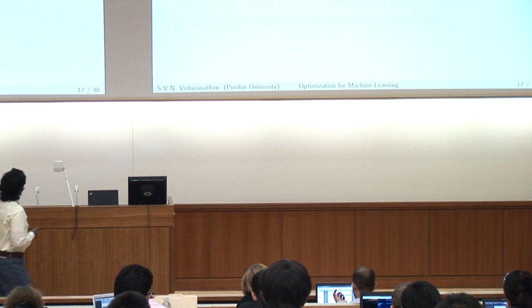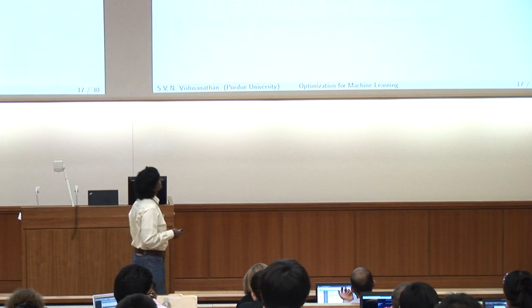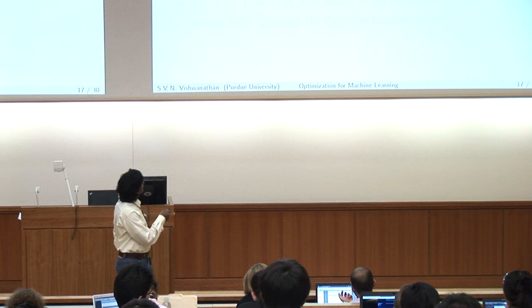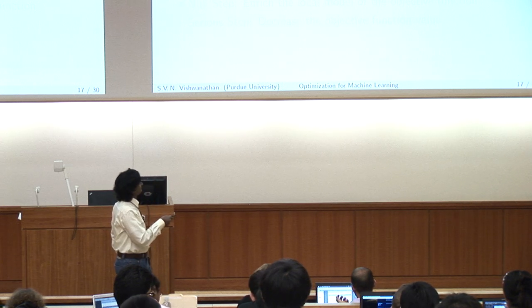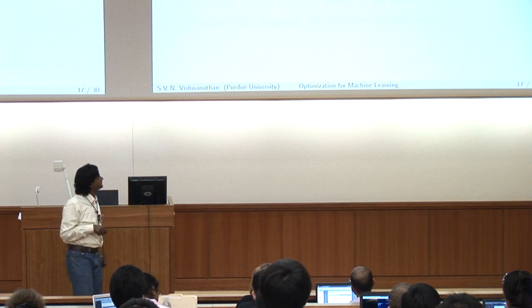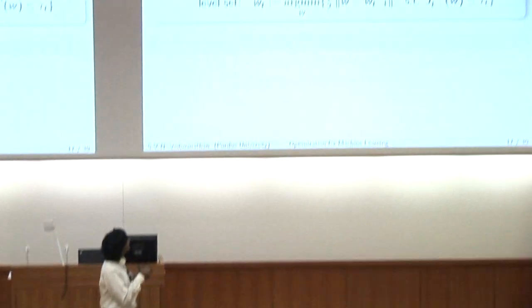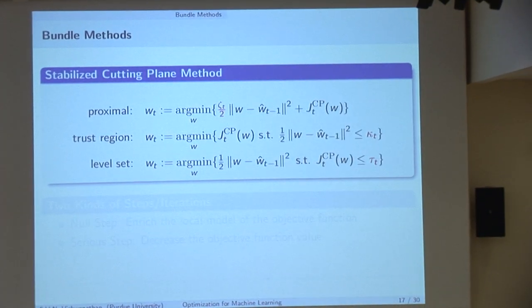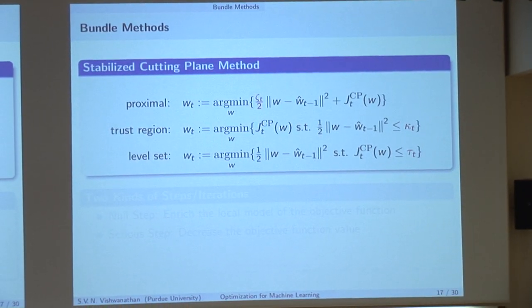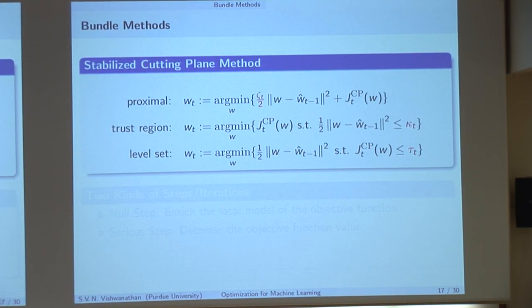One of the bad things about all these different bundle methods that people have invented is that there is this trade-off parameter. It's similar to the lambda parameter that we have. This trade-off parameter needs to be tuned very, very carefully. If you want good convergence and good practical performance, you need to tune these parameters. And this is kind of a pain most of the time.